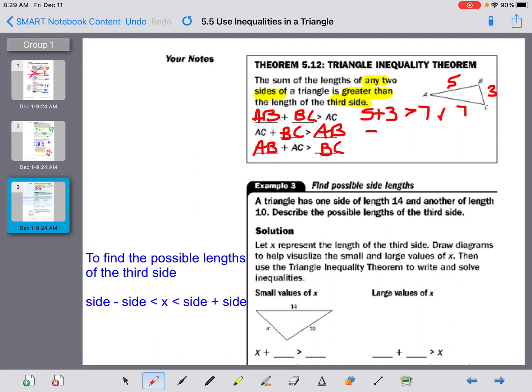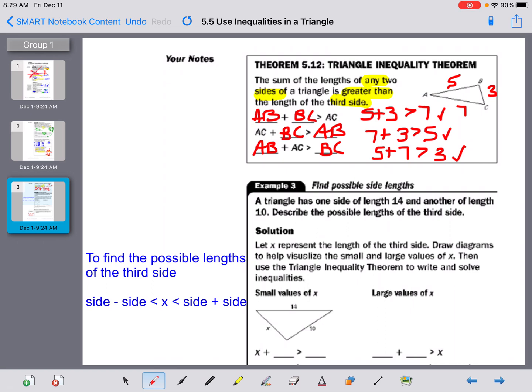All right, let's try this again. AC, which is 7, plus BC, which is 3. Is that greater than 5? 7 plus 3 is 10. Is that greater than 5? Yep, checks out. AB, which is 5, plus AC, which is 7. Is that greater than 3? 5 plus 7 is 12. Is that greater than 3? It definitely is. Okay, that's what all this is saying, is when you add two numbers, it needs to be bigger than the third one.